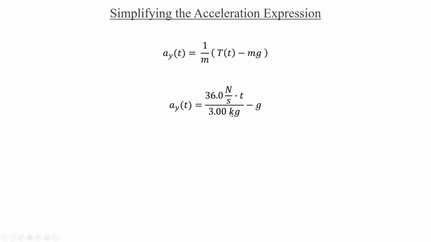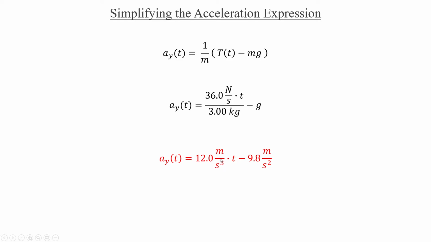The mass is 3 kilograms. And for mg, well, the m's canceled off, so we're just left with g. And we can plug in the number accordingly here. And this is our expression for the acceleration, 12.0 meters per second cubed times t minus 9.8 meters per second squared.